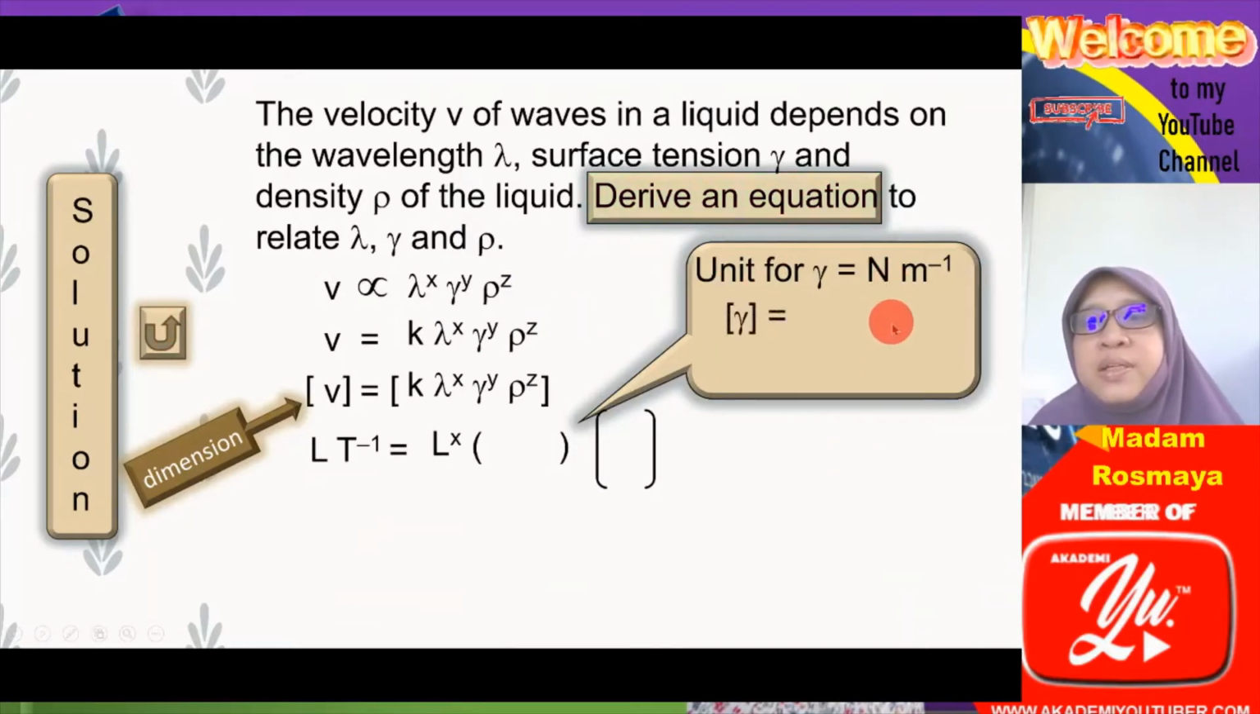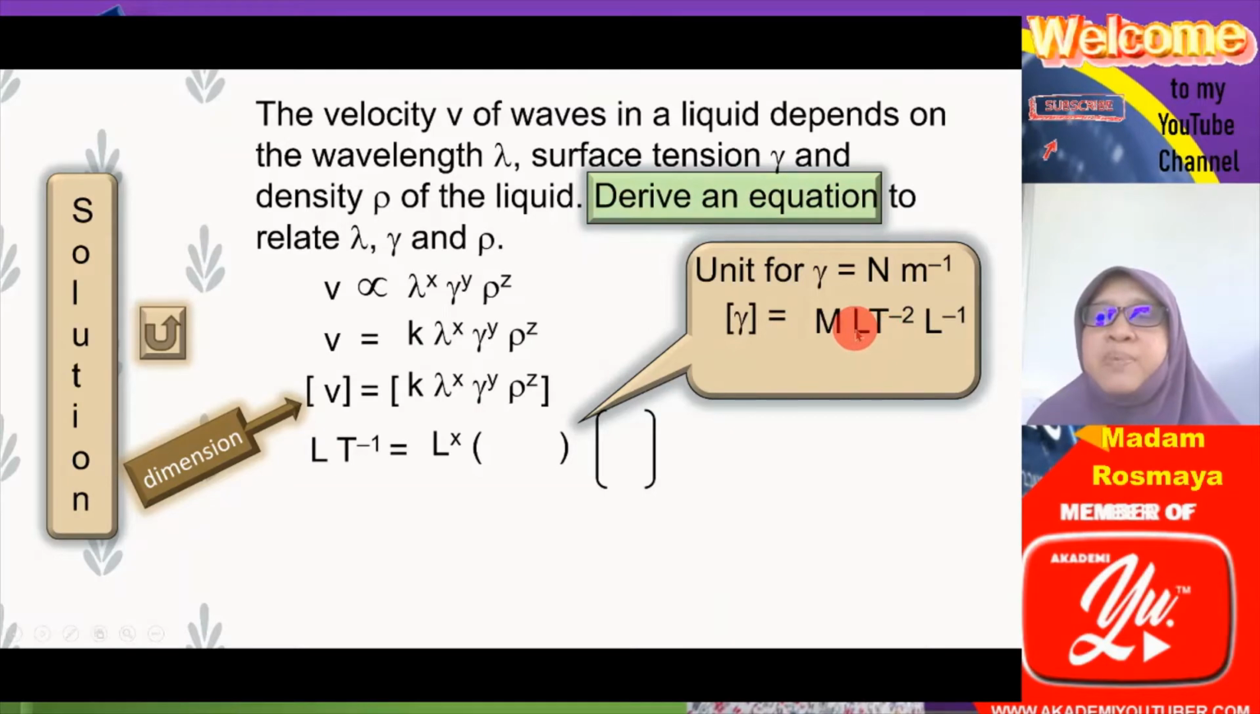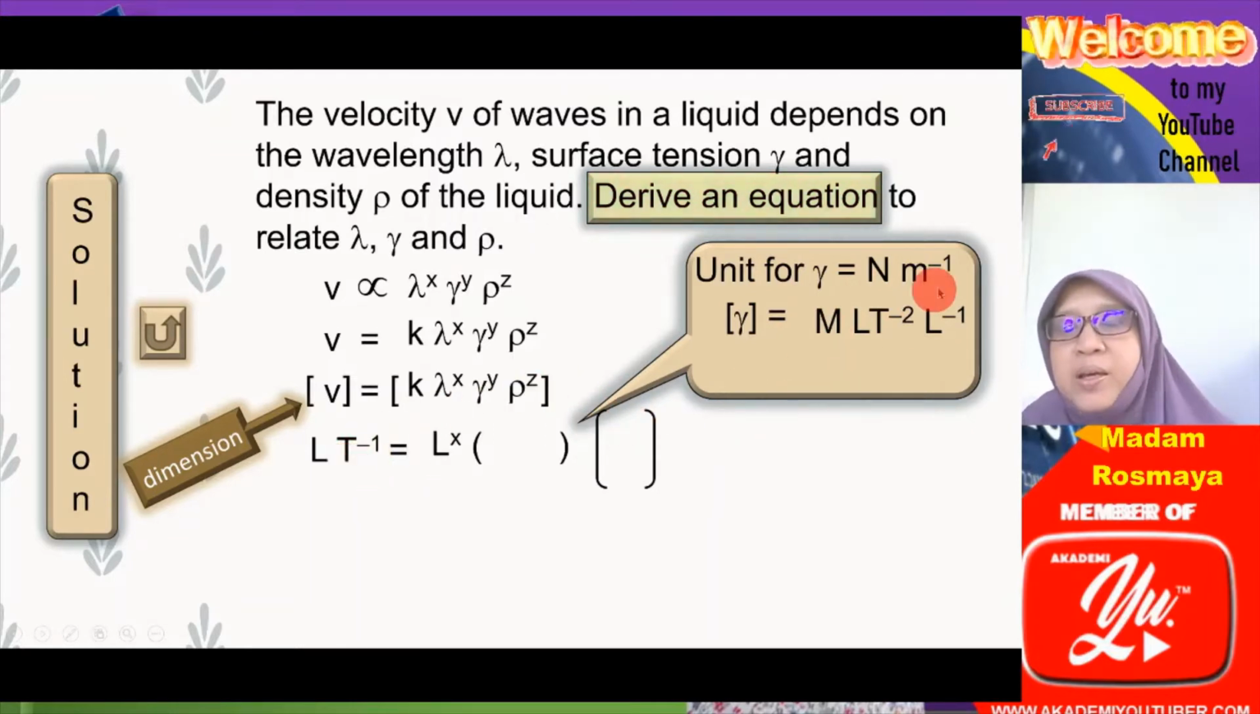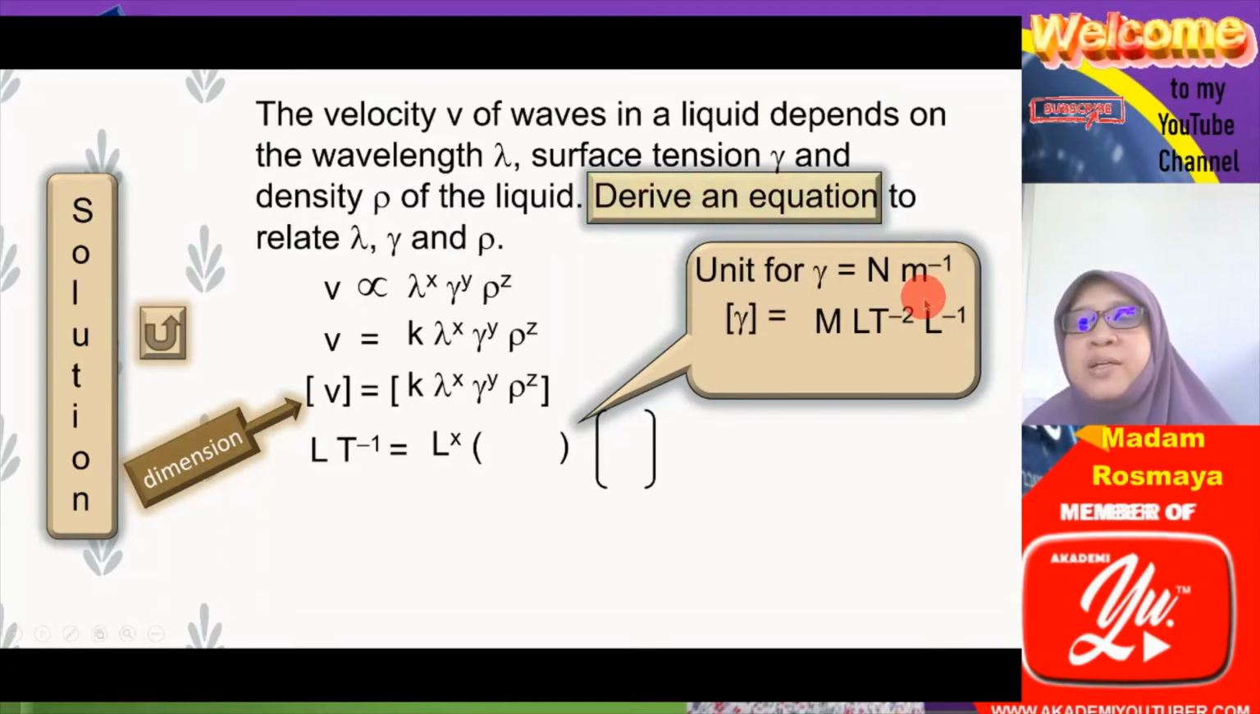So the force is MA. We can use formula MA. So M is the mass. Dimension for mass is M, and the A, acceleration, dimension for acceleration is L per T squared. From unit is meter per second per second. So the dimension will be length per time squared. So the dimension for time just now we use T. Then for meter is L. Dimension for unit meter is length.